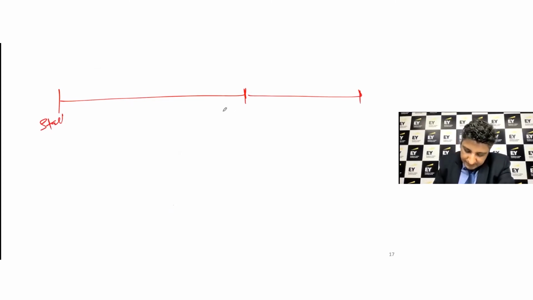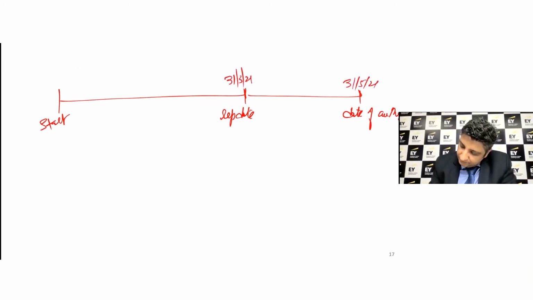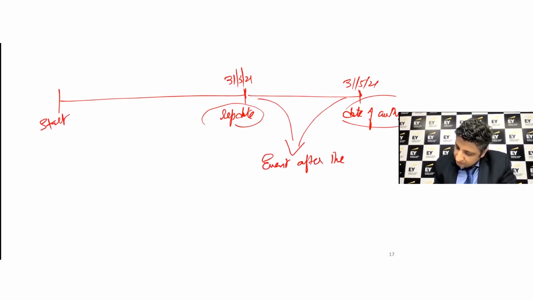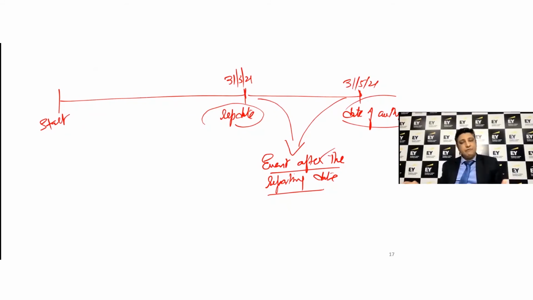So what you want to remember here is, this is my start, this is my reporting date, and this is my date of authorization. Let's say 31st of March 21 and 31st of May 21. Any event within this period is referred to as an event after the reporting date. That's the first step. Always ask yourself: is this event taking place between the date of reporting and the date of authorization? If yes, then it's an event after the reporting date.